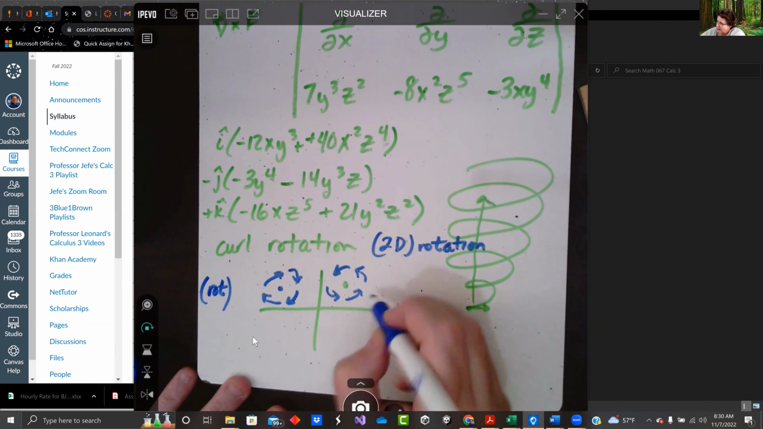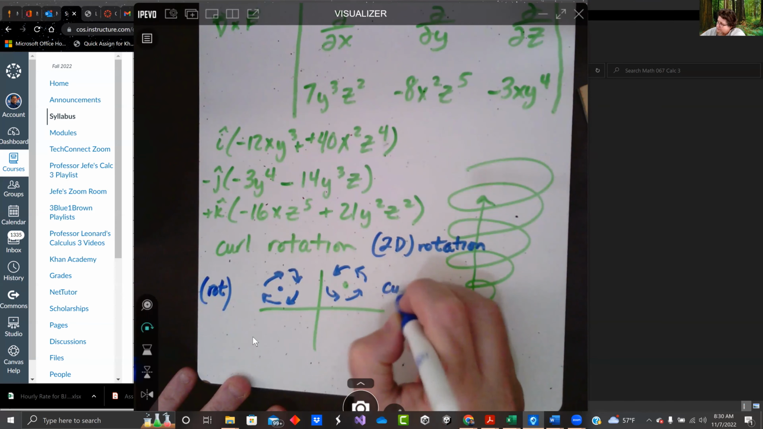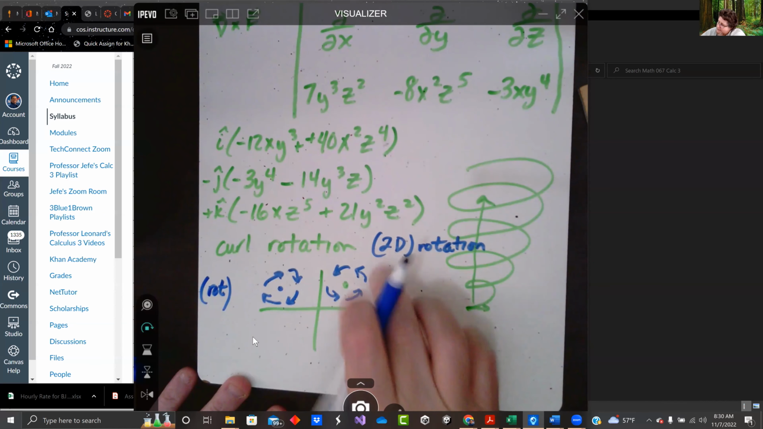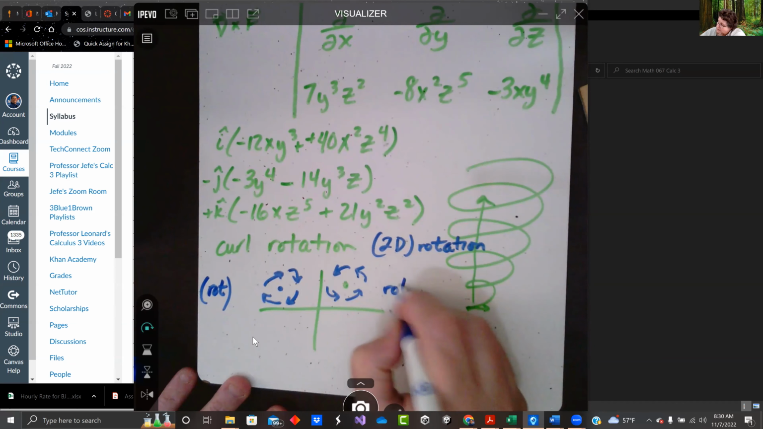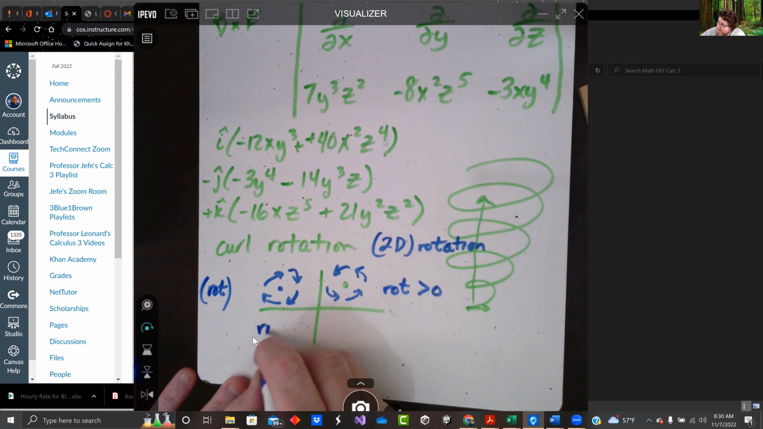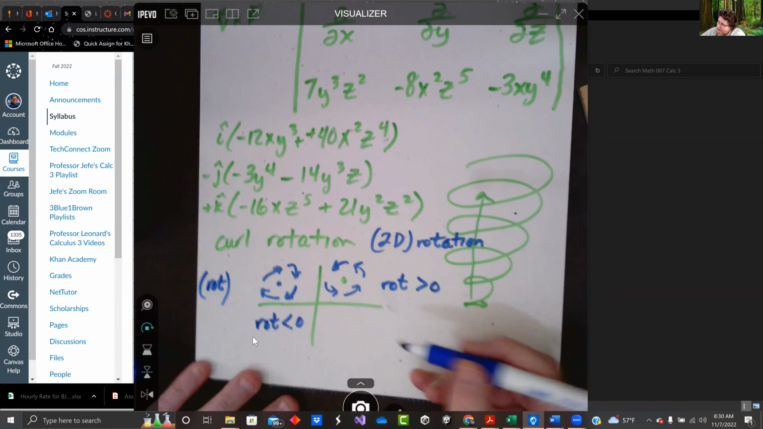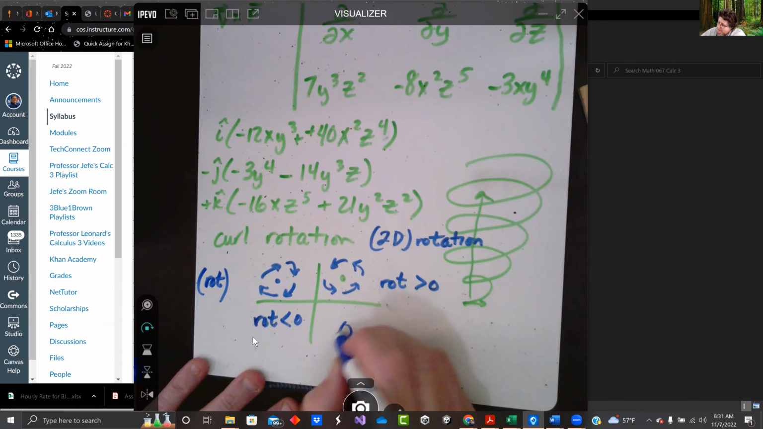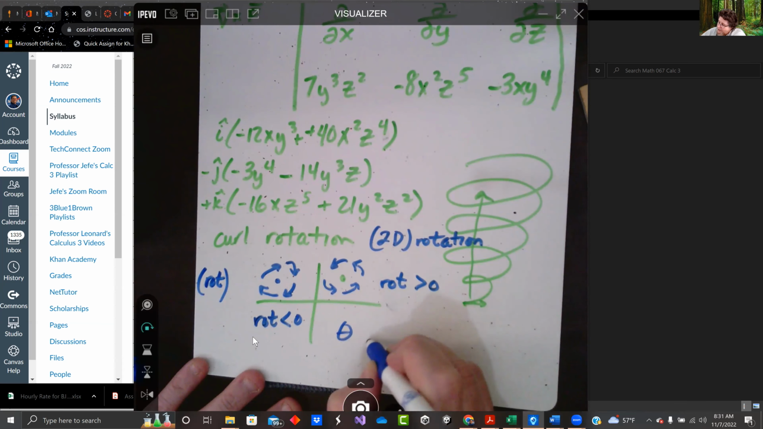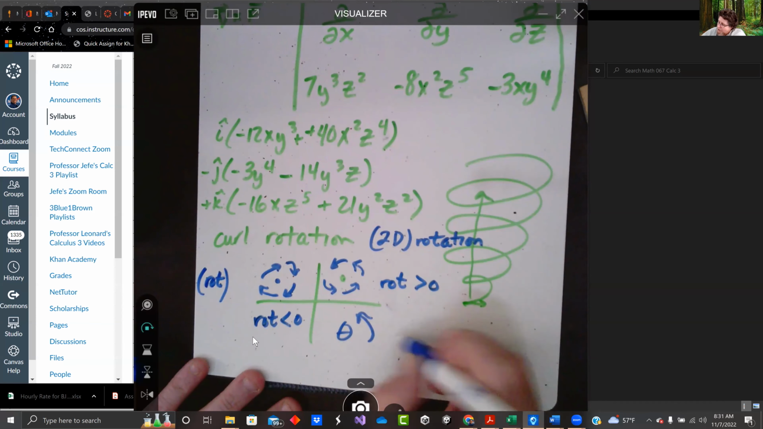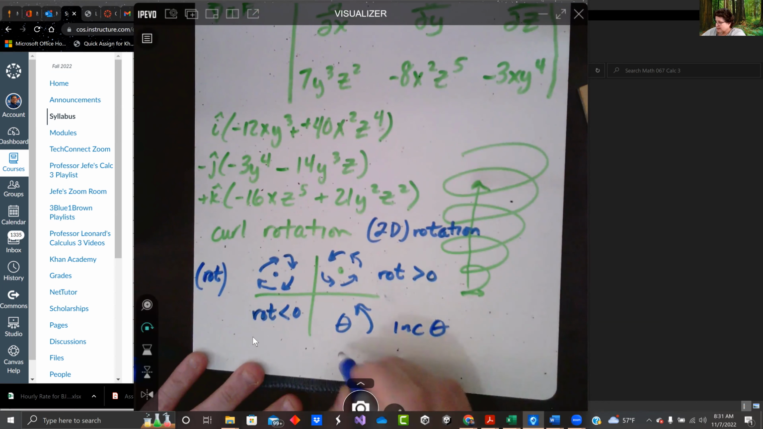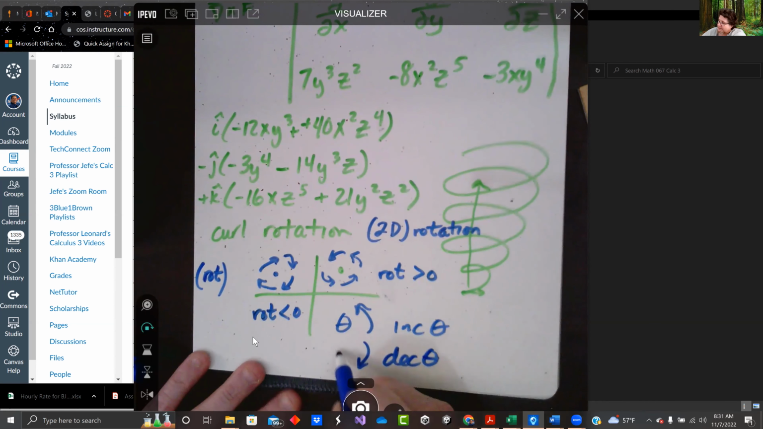I want to say the curl, or the rotation, is greater than 0 going this way, and this is less than 0. And it follows the way we think of angles. When we go counterclockwise, we're increasing in theta. When we go clockwise, we're decreasing theta. Counterclockwise, we are increasing theta.